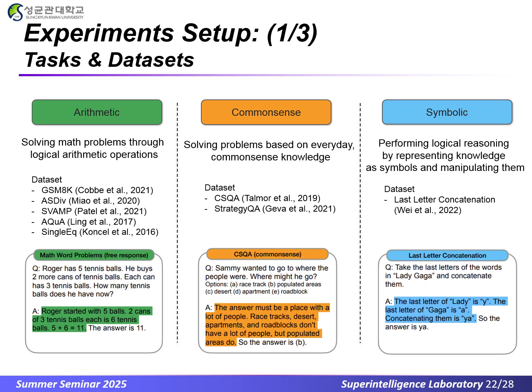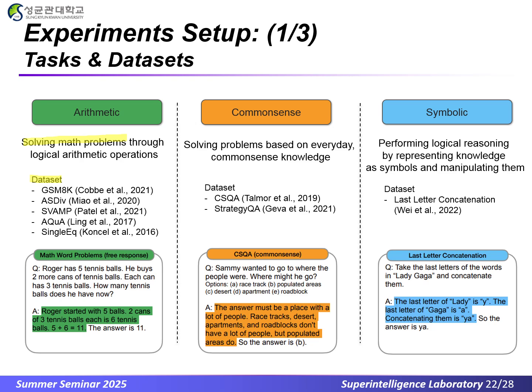The experiments cover 3 reasoning categories: arithmetic, common sense, and symbolic. Arithmetic focuses on solving math word problems through logical arithmetic operations, using datasets such as GSM-8K, ASDIV, SVAMP, AQUA, and single equation. Most are free response, with AQUA as multiple choice. As shown on the left, exemplars break down the quantities and show each calculation step in words.